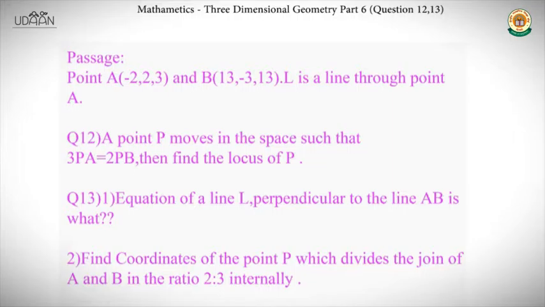Okay, so now what we have in store is a passage. The passage says point A, which is (-2, 2, 3), and point B, which is (13, -3, 13). So now L is a line through point A.